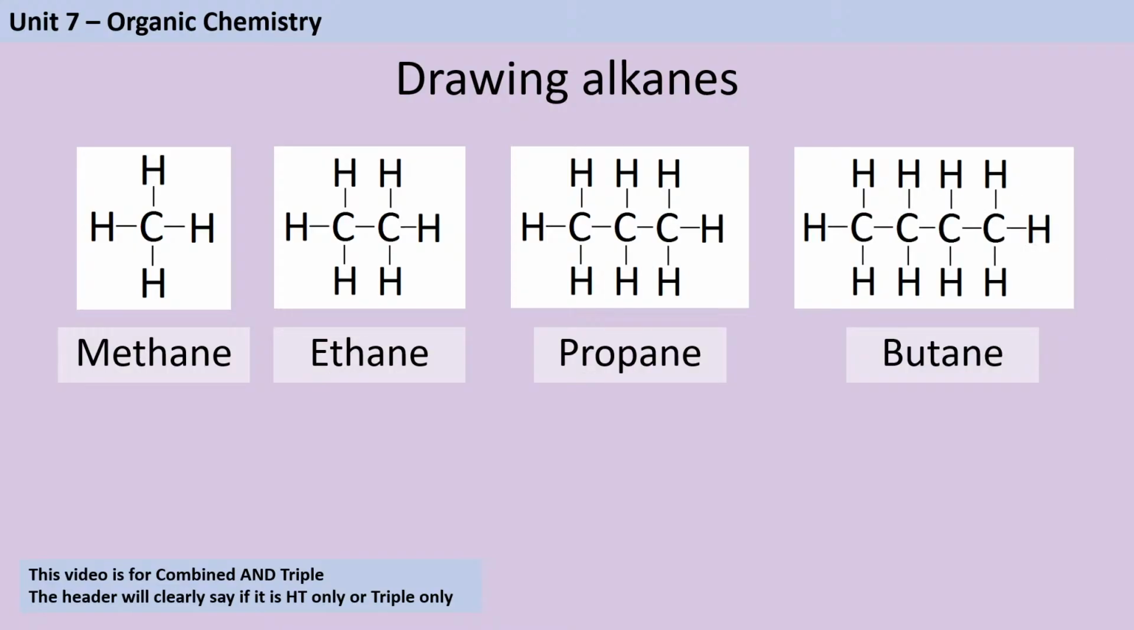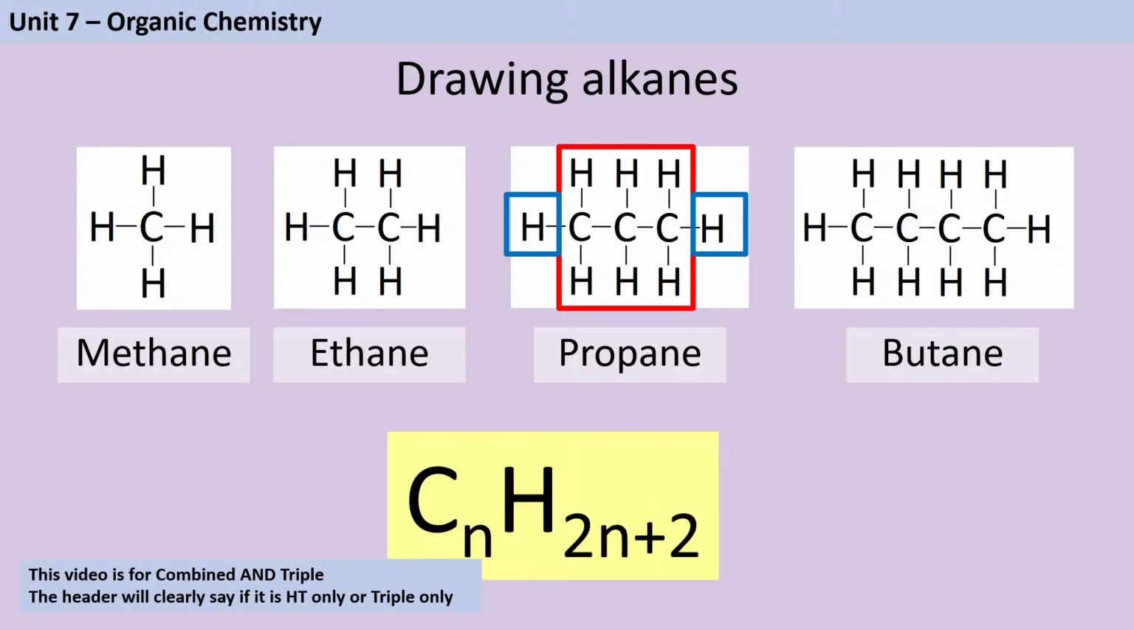You also need to be able to give a formula for each one of them, and also a general formula. So if we look here at the central bit, you can see that for every carbon, there's a hydrogen above and below. So if we call the number of carbons N, then the number of hydrogens is going to be 2N. And then we've also got these 2 hydrogens that are on the ends. So our general formula for alkanes is CnH2n+2. So we could use that to figure out the formula of any alkane.